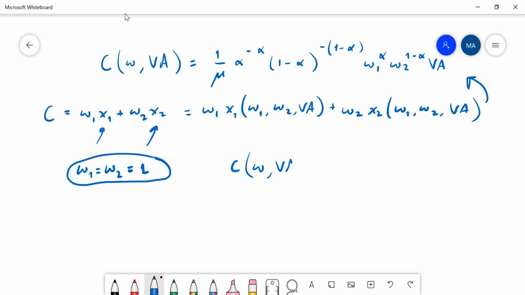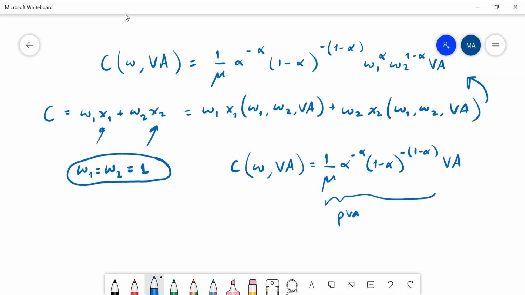C omega VA equals 1 divided by mu alpha to the minus alpha, 1 minus alpha to the minus 1 minus alpha, times VA. Now, remember that this is the price of value added. This is the price of value added, and it is also a price. So we also want to equate this to 1. How do we do that? Well, again, we change the measurement units.